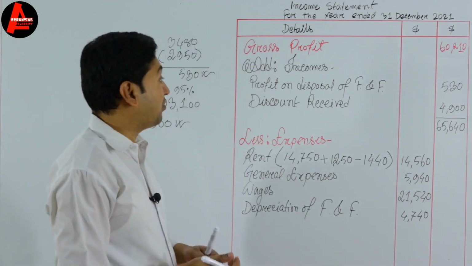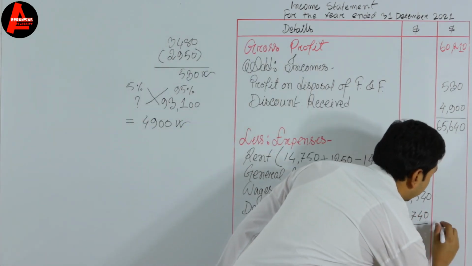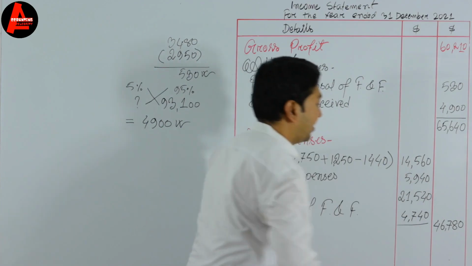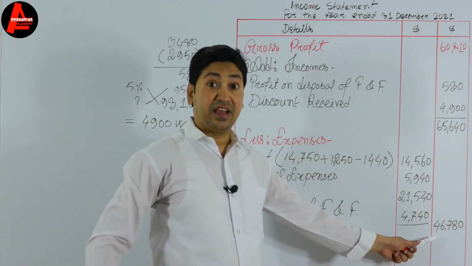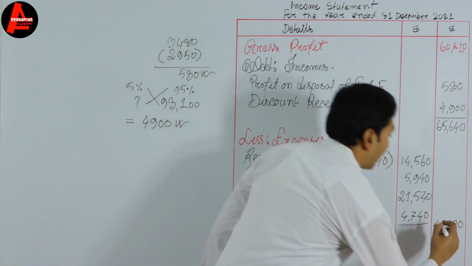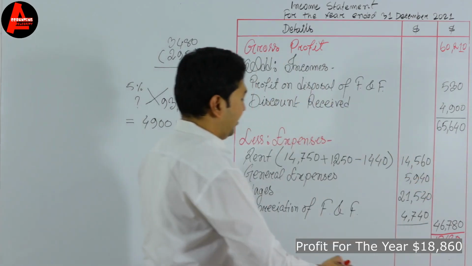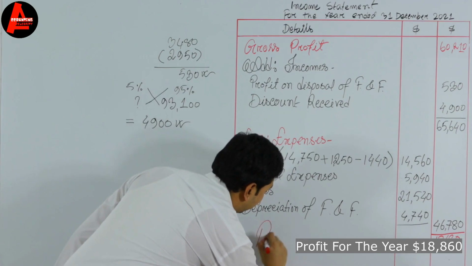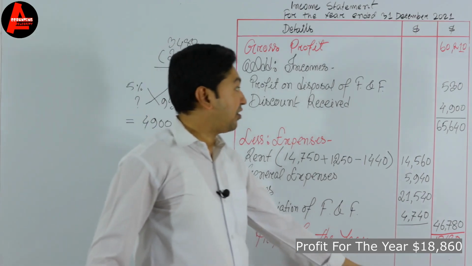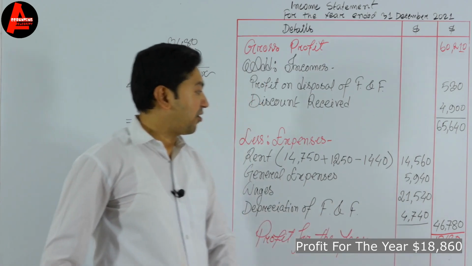So now what to do? Now we need to add all 4 expenses. If we sum up all 4, we get $7,080. This is our total expense. Now if we subtract total expense from this income, we get $18,680. This is our profit for the year. Why profit for the year? Because our incomes are more than expenses. So it is profit for the year.